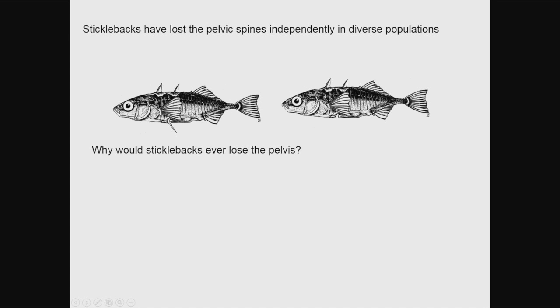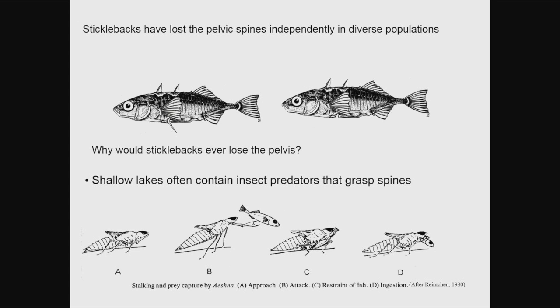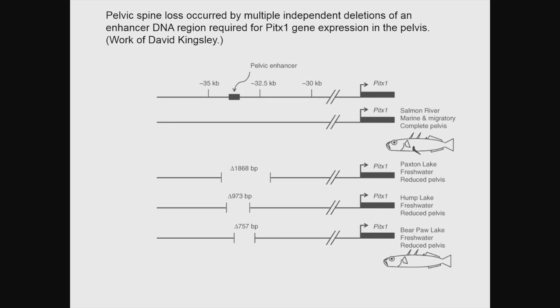So why would sticklebacks ever lose the pelvis? That would be these two arrows, because there are many lakes in which they have lost just that pair of spines. And the reason is that those shallow lakes have dragonfly nymphs that like to grasp at them, and if you have the spines, it becomes much easier to grab the little fish. And if you lose the spine, that has an adaptive value. And David Kingsley has studied this in great detail.